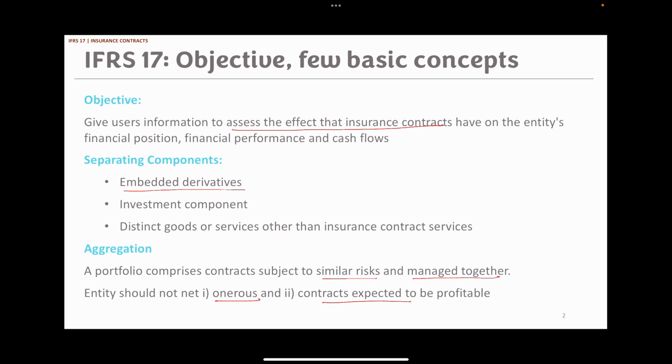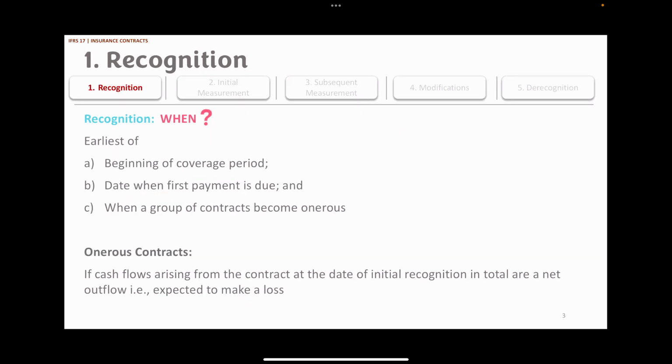other profit-making contracts. An entity shall recognize a group of contracts at the earliest of the following: at the beginning of the coverage period, the date on which the first payment is due, or when a group of contracts becomes onerous. We already saw what onerous contracts are. These are contracts that are expected to make loss, or in other words, expected to have a net cash outflow.